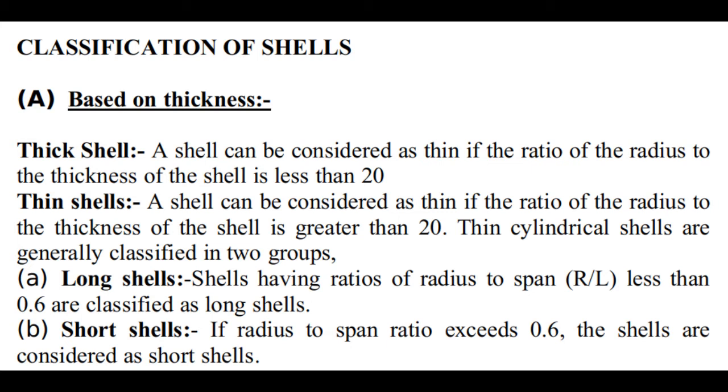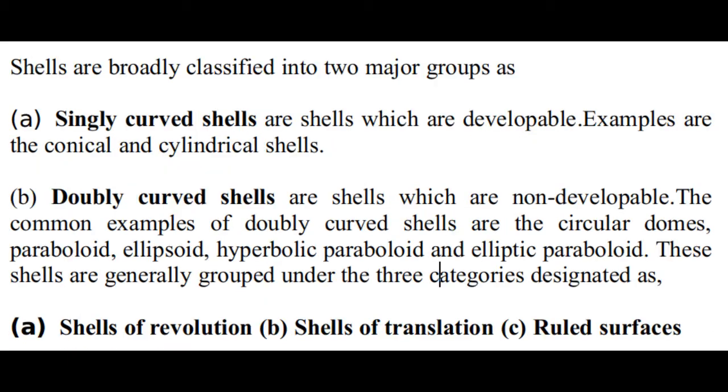Long shell is where the radius to span ratio is less than 0.6. Short shell is where radius by span exceeds 0.6. Shells are also classified into two major groups as single curved shell and double curved shell. Single curved shells means the shells are developable, that means they can be developed. For example, the conical and the cylindrical shells.